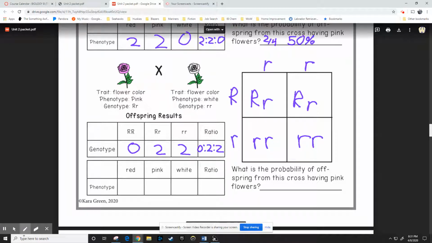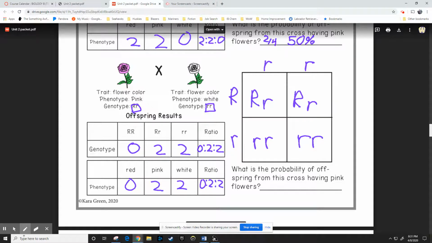As far as the phenotypes go, capital R is red. We don't have any of those. Capital R, lowercase r is pink. We have 2 of those. Lowercase r is white. We have 2 of those as well. So 0 to 2 to 2.